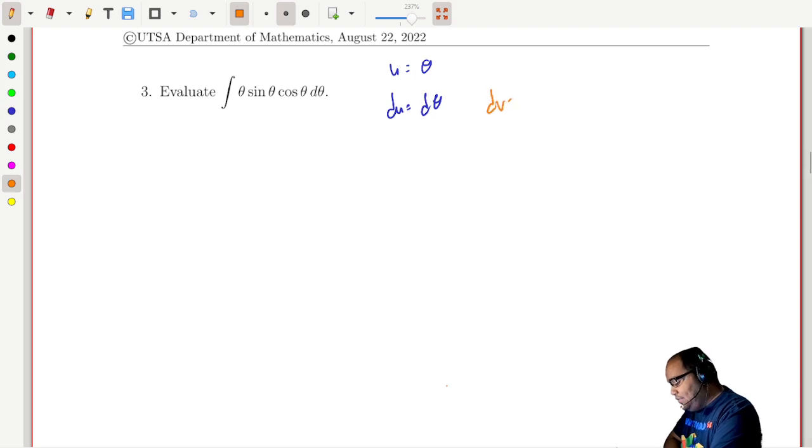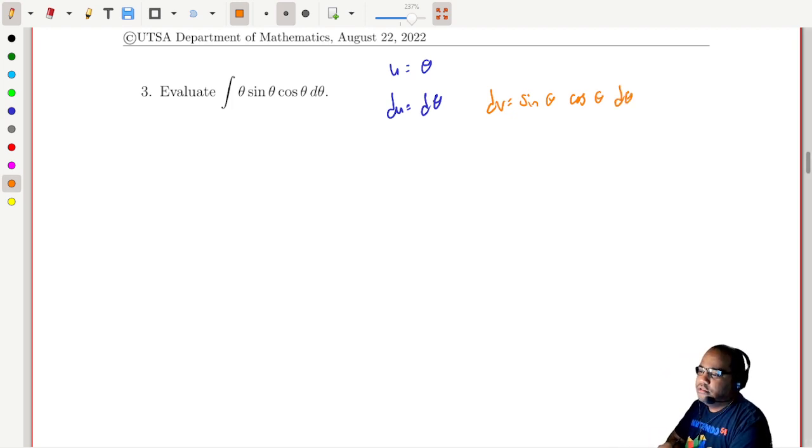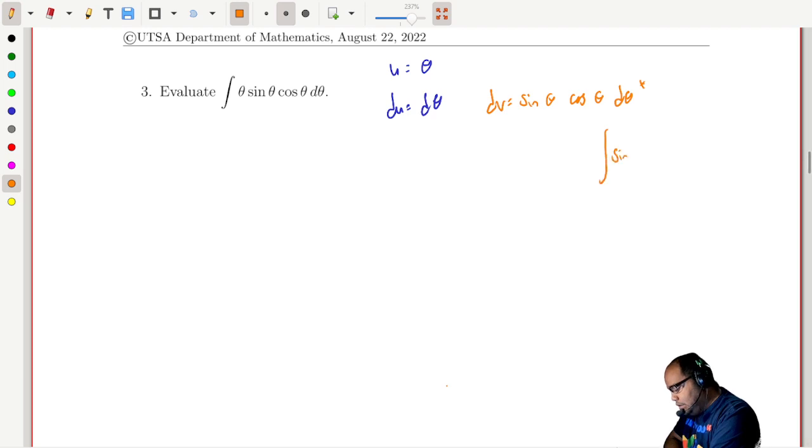And then dv will be sine of theta cosine of theta d theta. Why did I do that? Let's check this out off to the side here. When I want to integrate this, I see a function and its derivative. The derivative of sine is cosine. So do a u sub. I'm going to call it something else here: w equals sine theta, so dw is cosine of theta d theta.